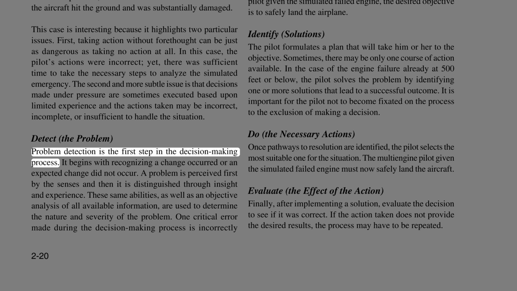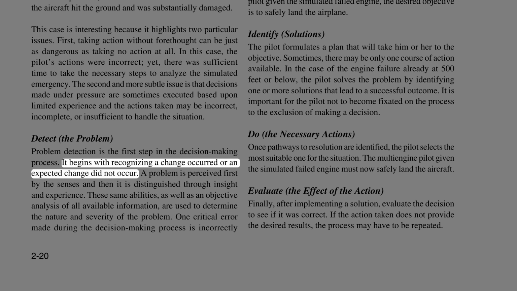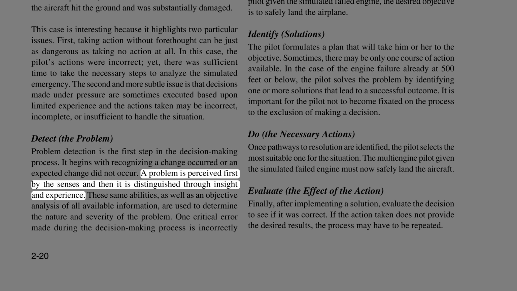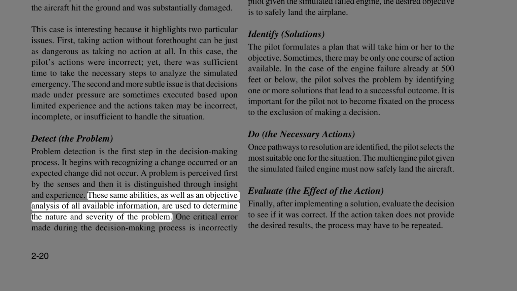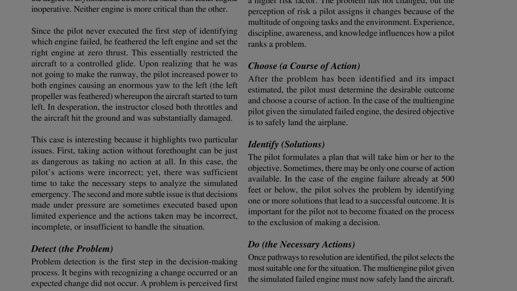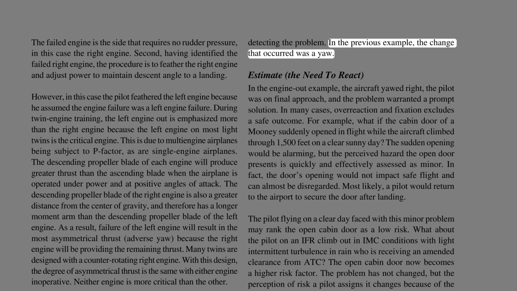Detect the problem. Problem detection is the first step in the decision-making process. It begins with recognizing a change occurred or an expected change did not occur. A problem is perceived first by the senses, and then it is distinguished through insight and experience. These same abilities, as well as an objective analysis of all available information, are used to determine the nature and severity of the problem. One critical error made during the decision-making process is incorrectly detecting the problem. In the previous example, the change that occurred was a yaw.